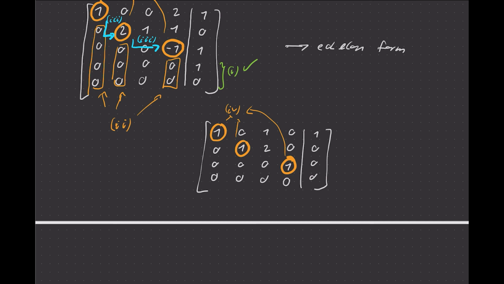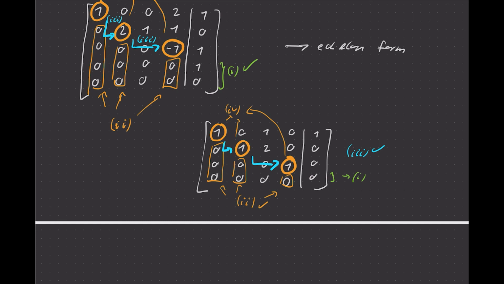Again, the 0 rows are at the bottom. That satisfies rule number 1. We have zeros below the pivot elements. Here, here, and here. That satisfies rule number 2. We're moving to the right, strictly to the right. That satisfies our rule 3. And we have one more rule left, that's rule number 5.